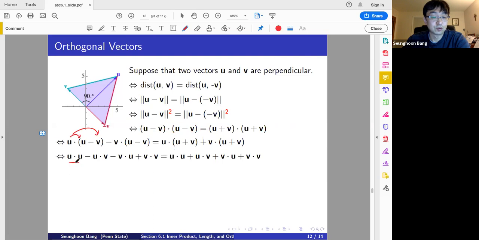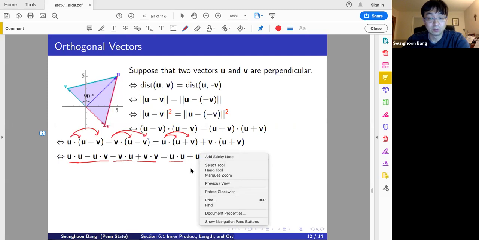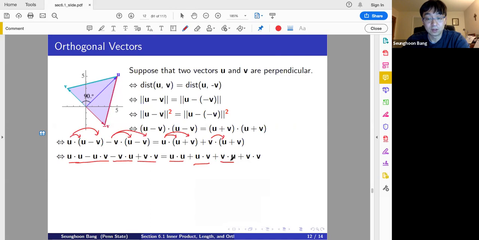u times u, minus uv. Distribute the negative v. The negative v times u is negative vu. Negative v times negative v is positive v dot v. The u term is u dot u, the next is u dot v, the vu we have here, and v dot v is this one.